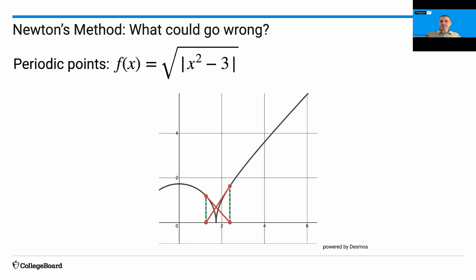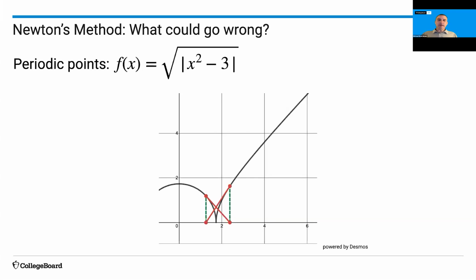This is an interesting function. It's the square root of the absolute value of x squared minus 3. Now we had to put the absolute value around the x squared minus 3 so that this function is defined for all real numbers. I'm going to use that fact. I'm going to be using x's that are less than the square root of 3 and x's that are larger than the square root of 3.